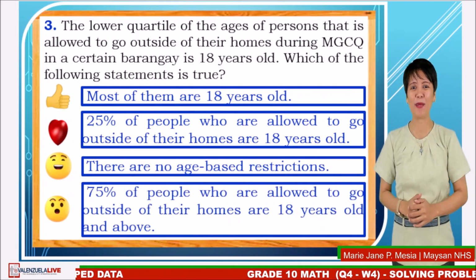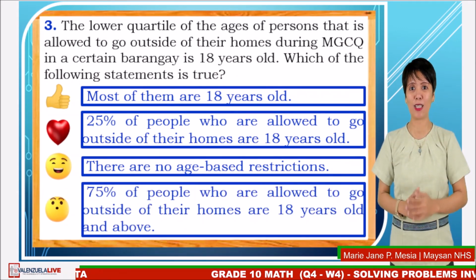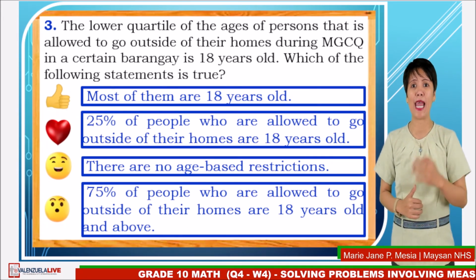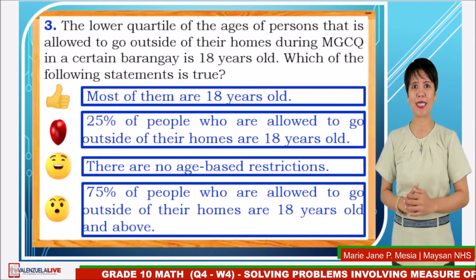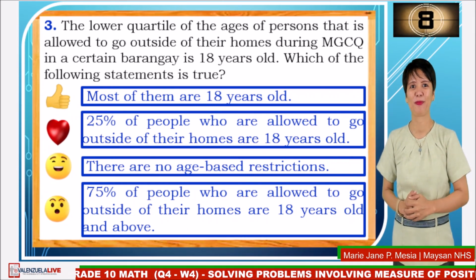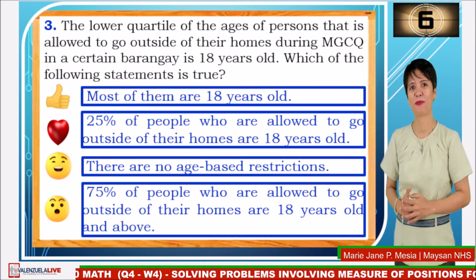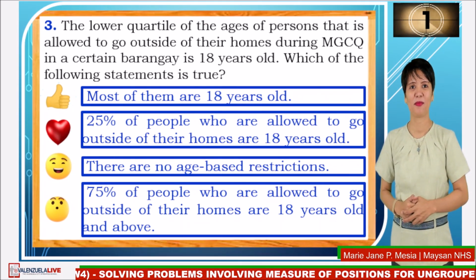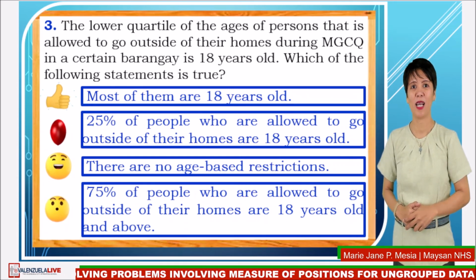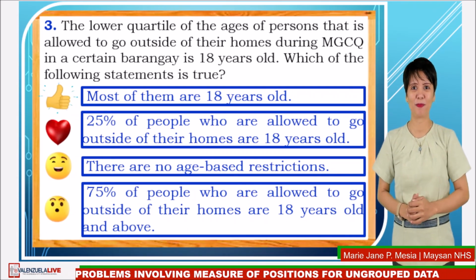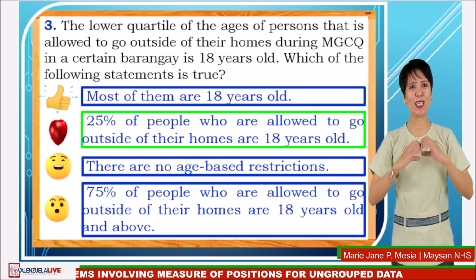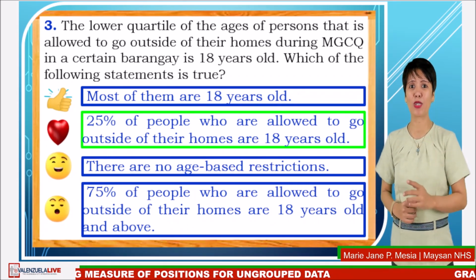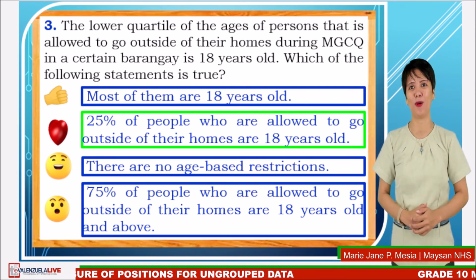In wow emoji, 75% of people who are allowed to go outside of their homes are 18 years old and above. So the timer starts now. Okay, time's up. What is your answer? Correct. It's heart emoji. 25% of people who are allowed to go outside of their homes are 18 years old.